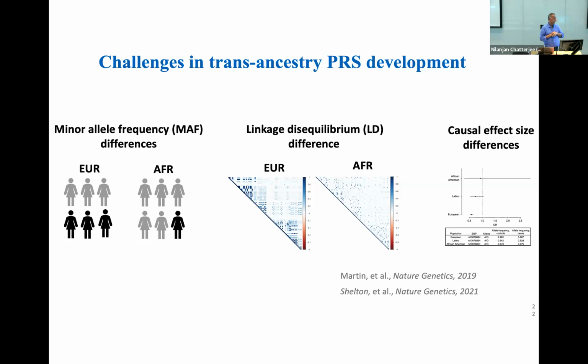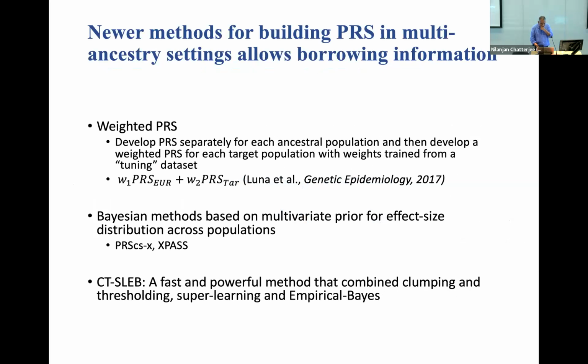And finally, it is possible that even if you could identify the causal variant, their actual effect sizes are different because a different population might have been exposed to a different environment. If you believe in gene-environment interactions, then it is possible that the effect sizes could also be different.